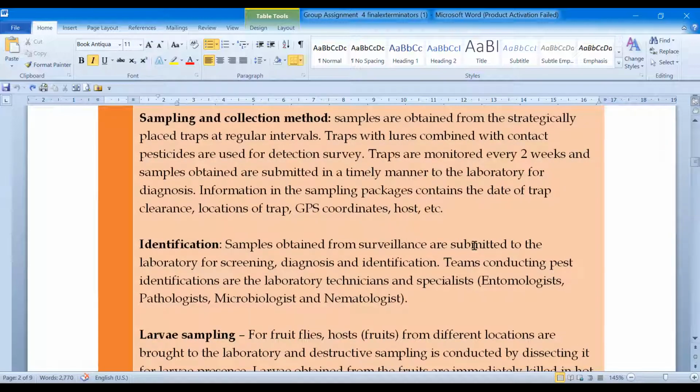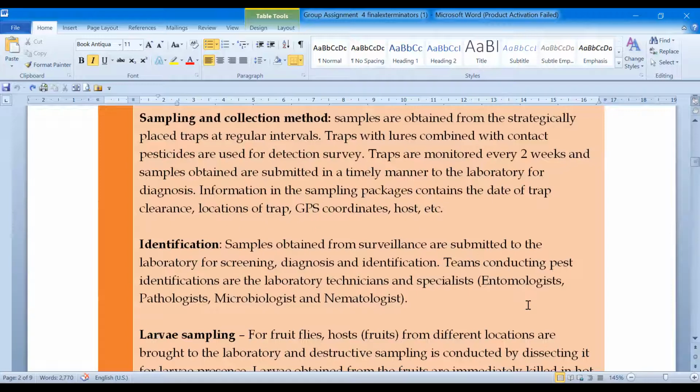And then sampling and collection method. Samples are obtained from the strategically placed traps and at regular intervals. The traps with lures combined with contact pesticides are used for detection survey. Traps are monitored every 2 weeks and samples obtained are submitted in a timely manner to the labs for diagnosis. Information in the sampling packages contains the date of the trap clearance, locations of trap, GPS coordinates, and the host. So this is more like taking care of the data to ensure that it is not tampered with.